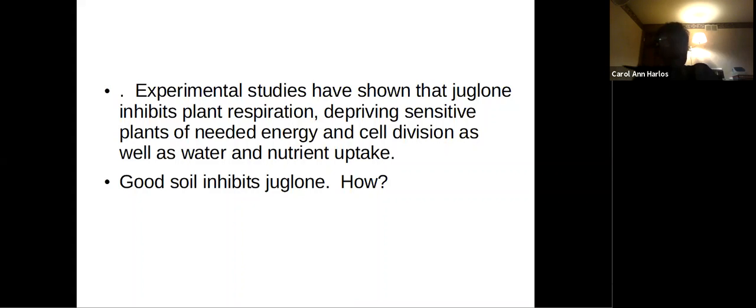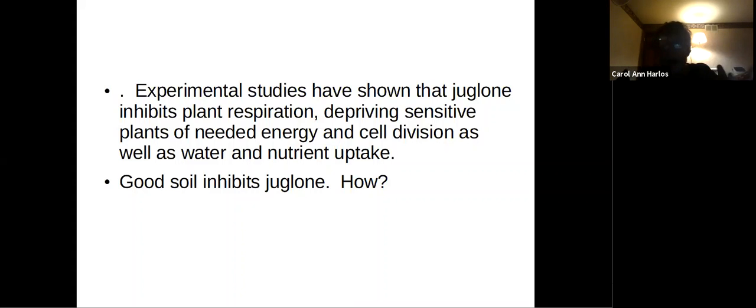Good soil inhibits juglone. How? I'm going to give you a moment to think about that, because if we were together, I'd let you talk to me about this. Okay, what's good soil? Well, good soil is loamy, right? It allows water to get through. It's rich in nutrients. The pH is appropriate for plants to grow.